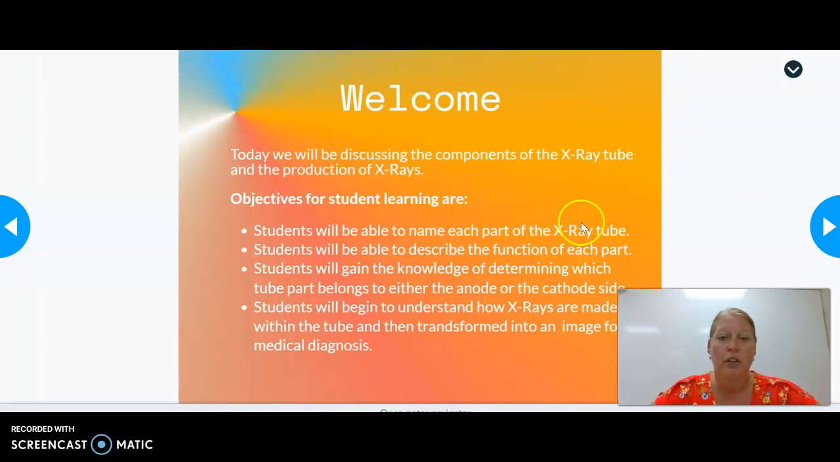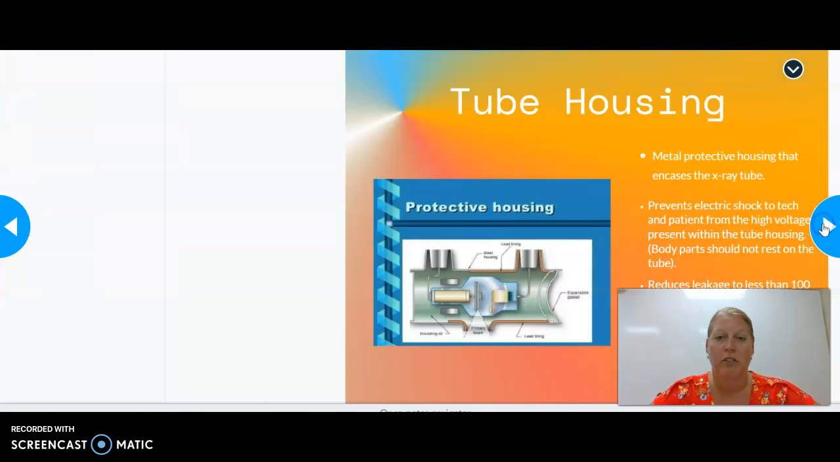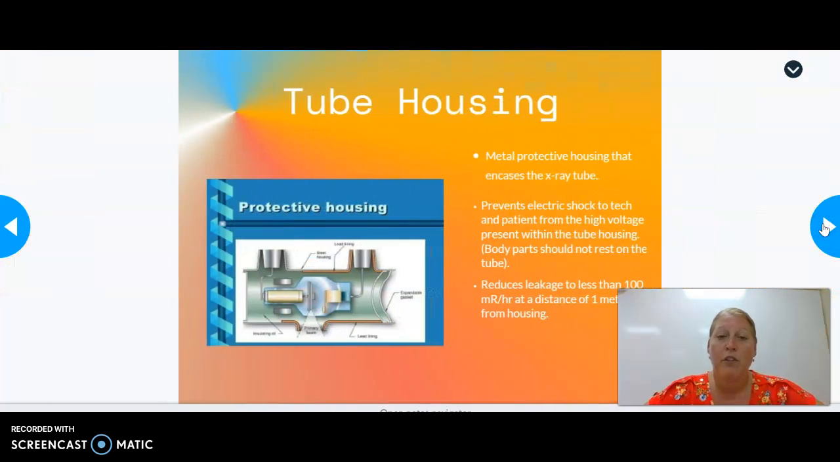Here are your student learning objectives, which is basically what I just went over. You can read them at your leisure. The first part we have is the tube housing. The tube housing is made of metal. It encases the entire X-ray tube. So as you can see down here in the diagram, we have the metal tube housing, and then inside is the glass envelope, which we will go over next.